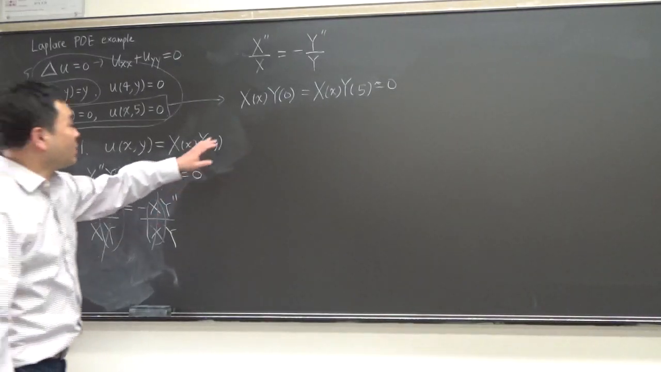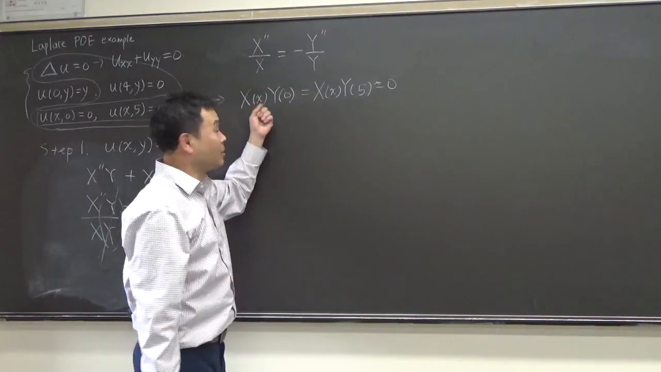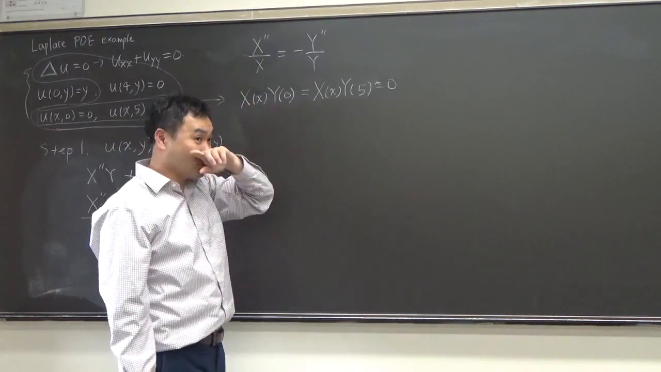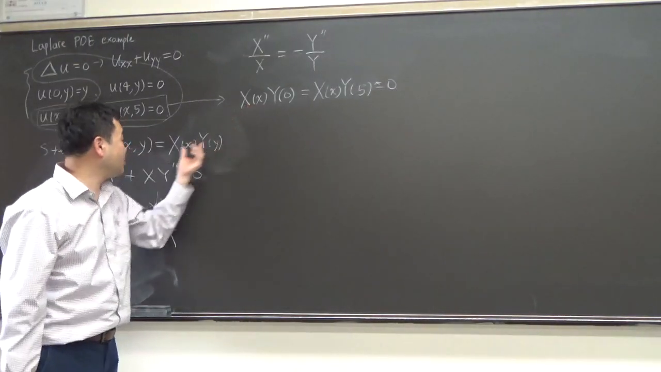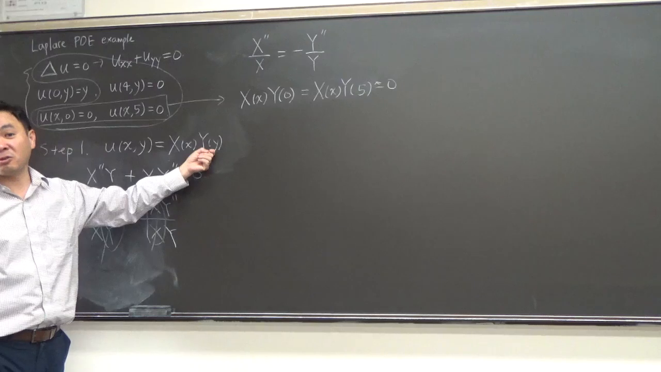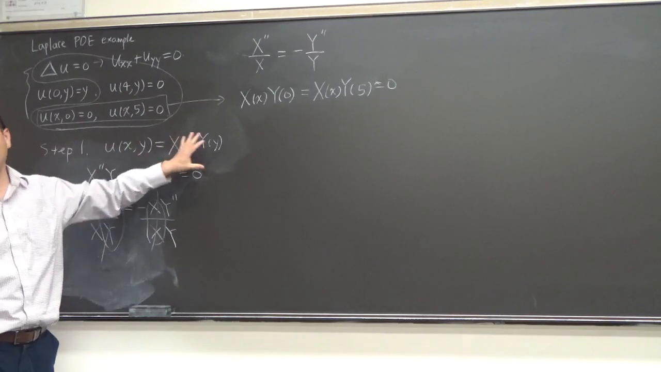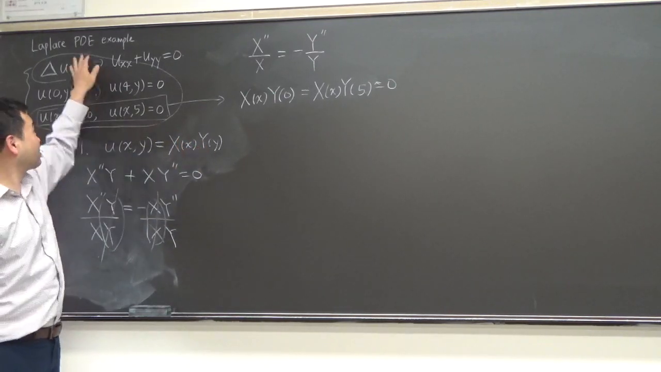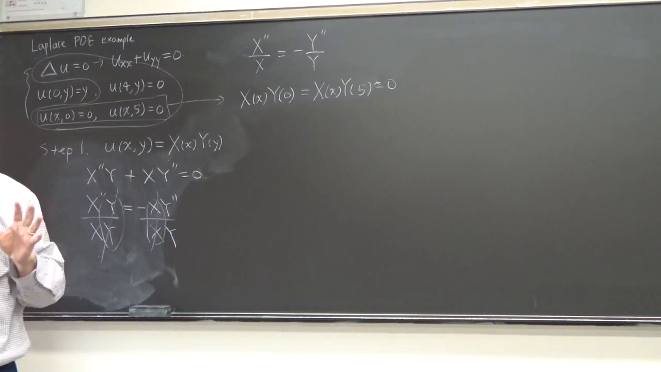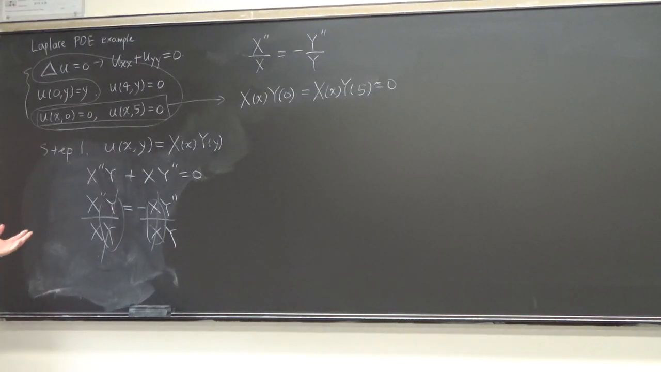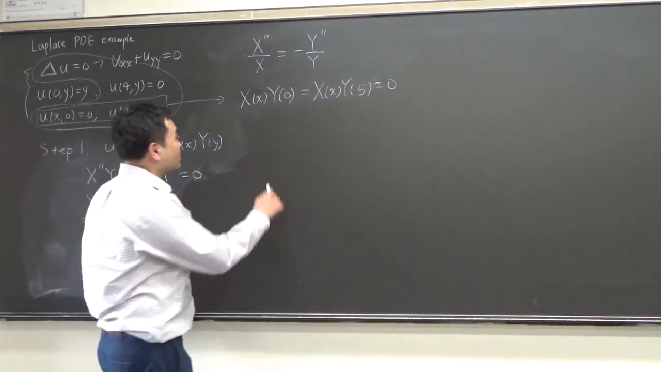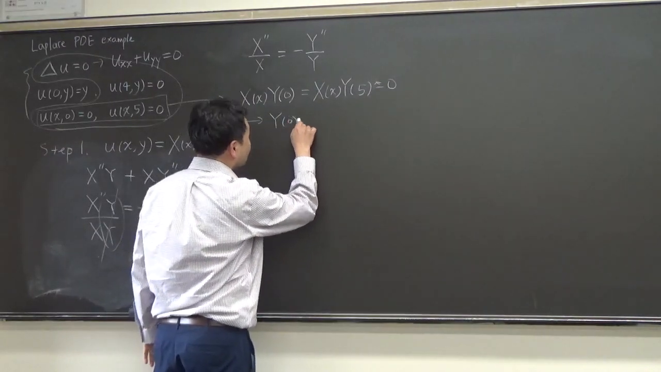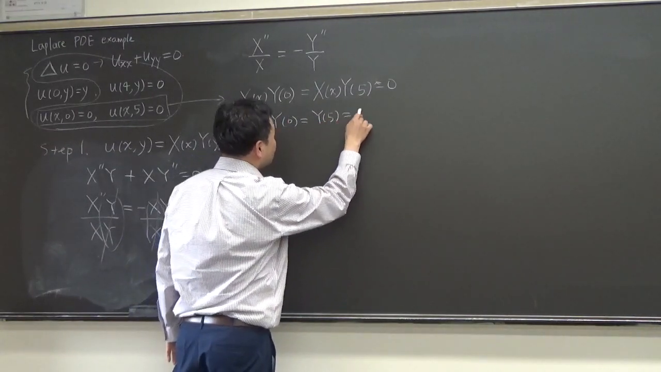And whenever you have two things multiplied equal to 0, either one has to be 0, right? But we don't want X(x) to be 0. Why is that? Because if X(x) is 0, then u would be just 0 for every x and y. And the goal of all this work is to find non-trivial solutions that satisfy these, so we can find all these building blocks for the general solution, right? We wouldn't be able to achieve that if this just becomes 0. So this would imply that Y(0) and Y(5) should be 0.